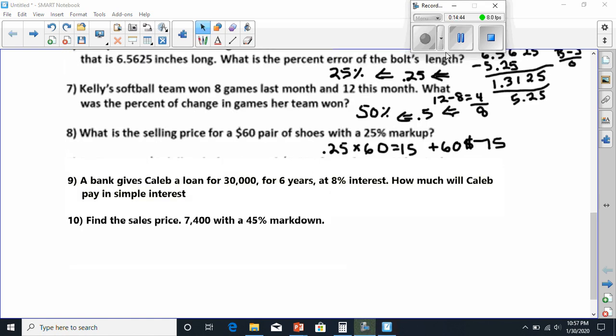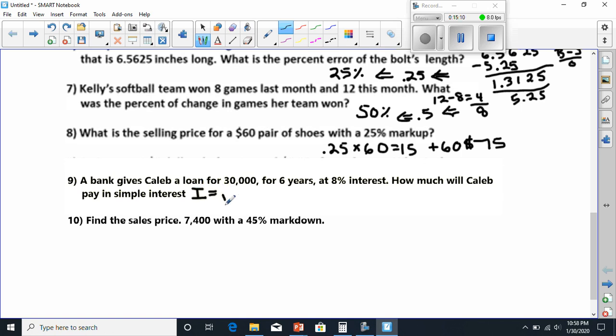All right, let's finish this off. I had to make one little correction. The bank gives Caleb a loan for $30,000 for 6 years at 8% interest. How much will Caleb pay in interest? Well, for this one, they gave us the principal, the time, and the interest rate. So the minute they did that, I knew I was going to use I.